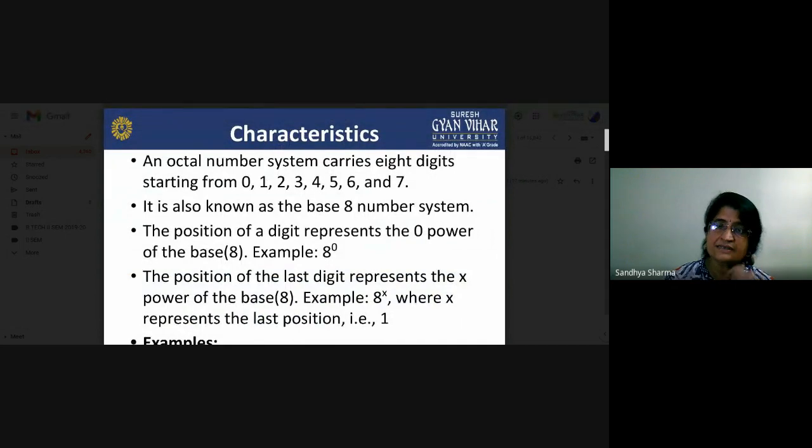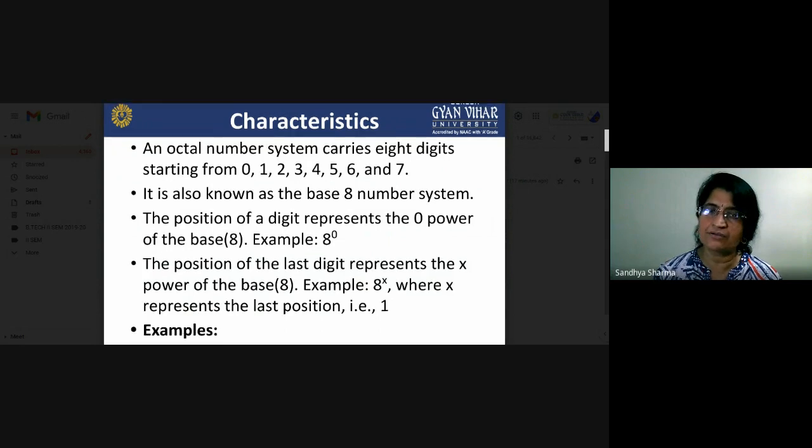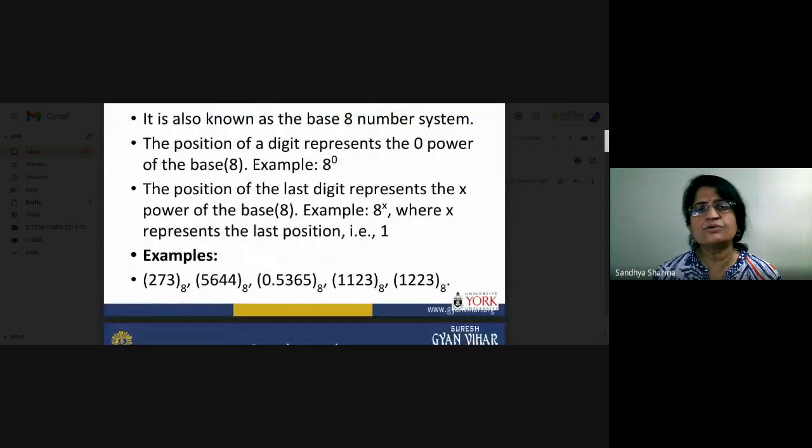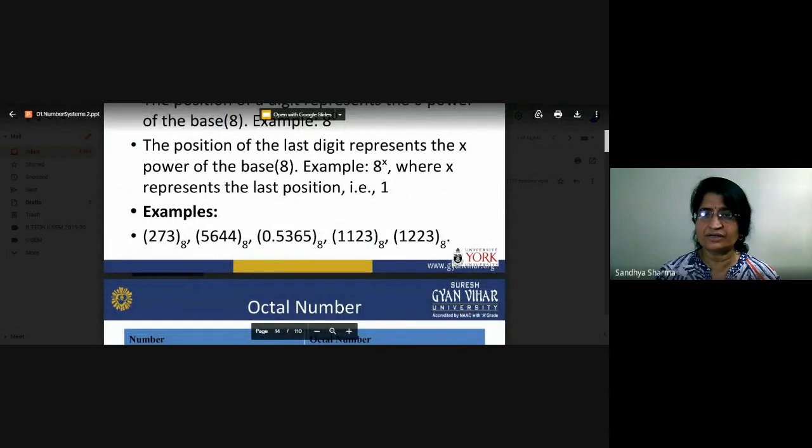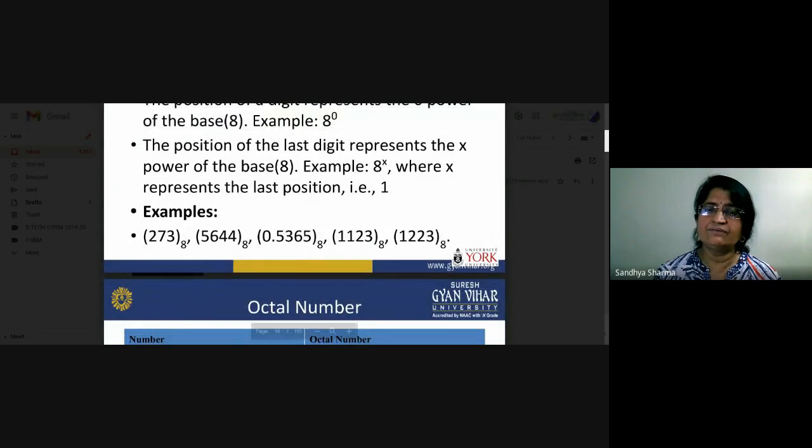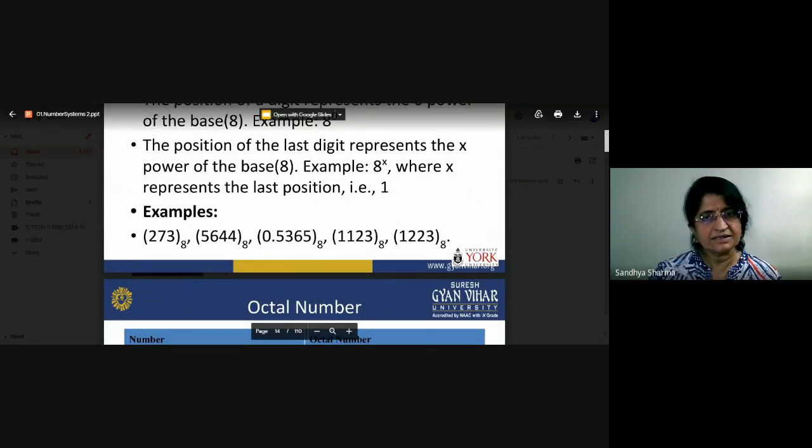Again, since the base of our octal number is 8, we are using 8 to the power x here, and x represents the positions. The first position is indicated as 8 to the power 0, and the last position is 8 to the power x, where x is the last position of that particular number. So according to that we can calculate these values. Further on, we will repeat these things one by one.